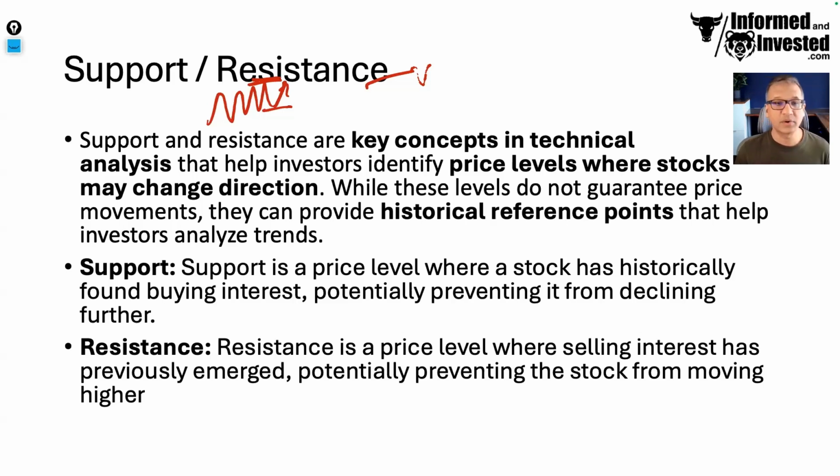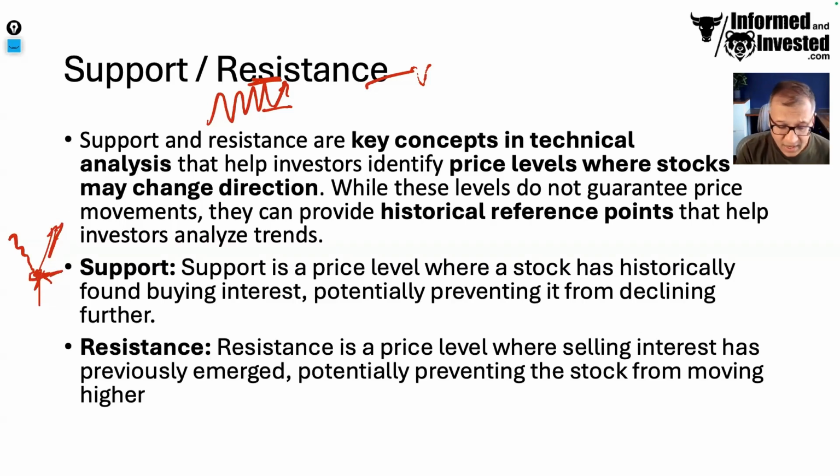What is a support? A support is a price where the stock has historically had buying interest. So let's say the stock is going down and suddenly it shoots up. What actually happens is that investors come in and say, oh, this is a fantastic price. And a lot of investors suddenly come and the short-term downward spiral of the stock turns around and it becomes an upward movement. That is called a support.